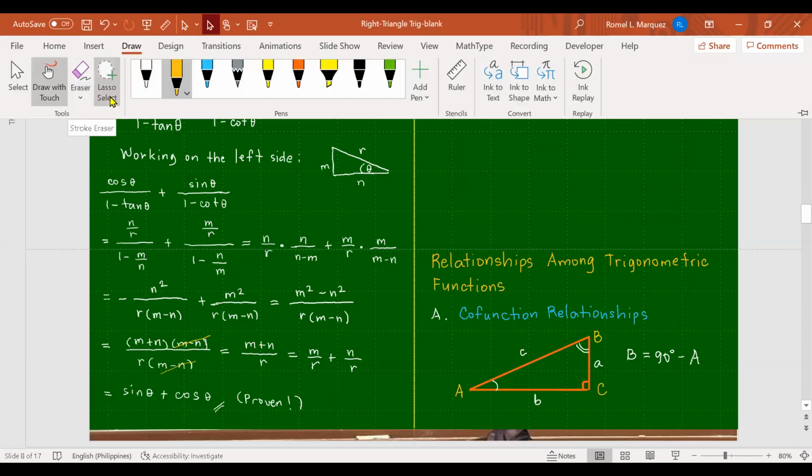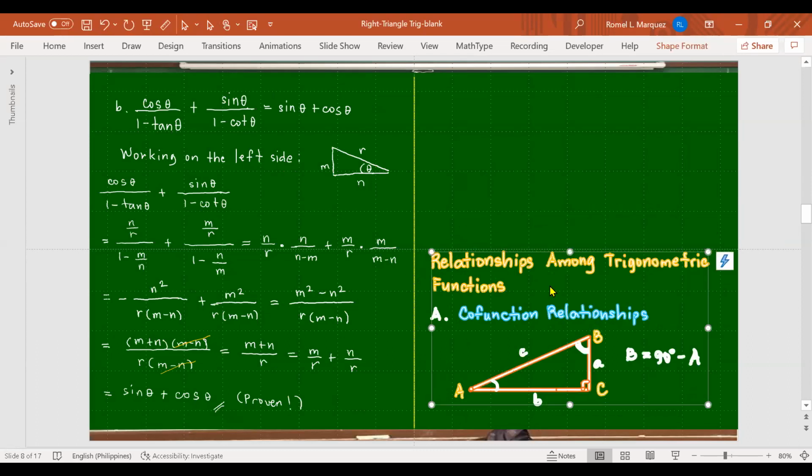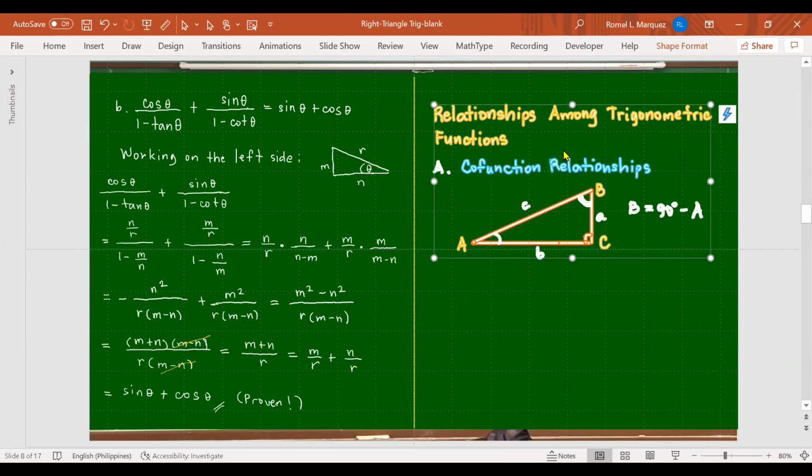So we now have, let me move here. I will move it here.